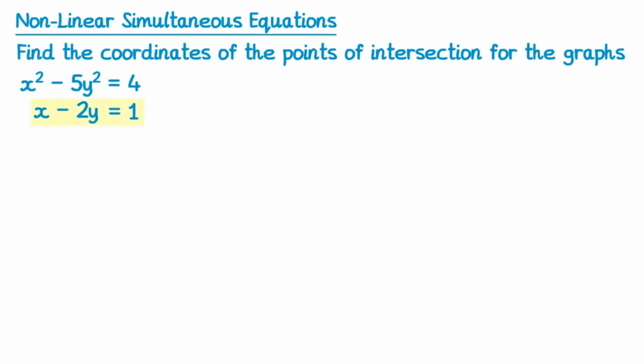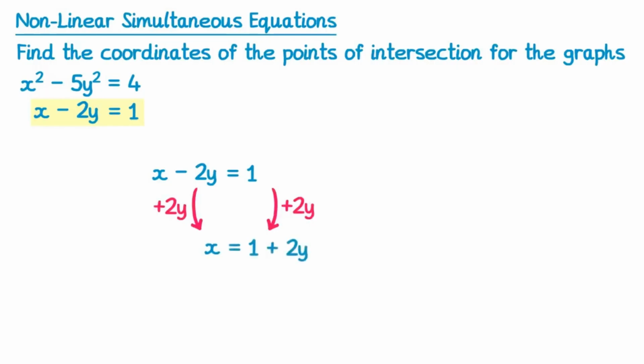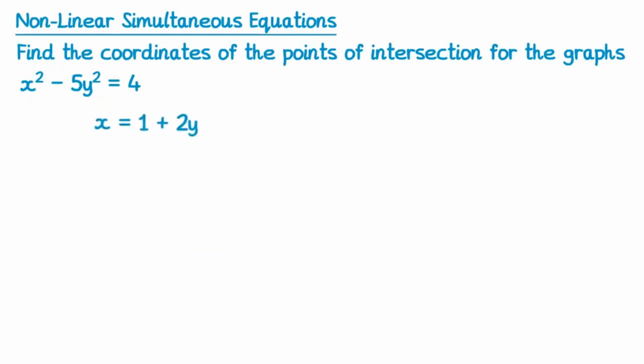So let's take this second equation here, and let's rearrange it to make x the subject. To do this, we just add 2y to both sides. On the left hand side, then we've got x, and on the right hand side, we'd have 1 plus 2y. So this is the rearranged version we're going to use.